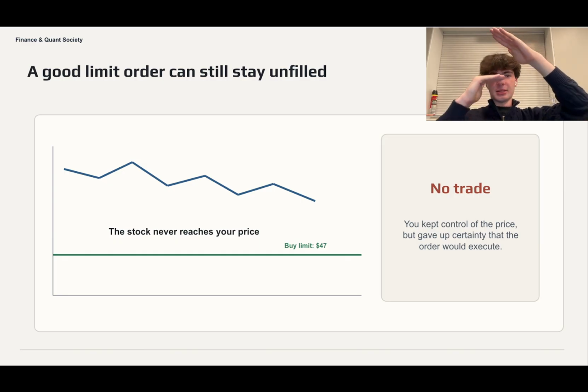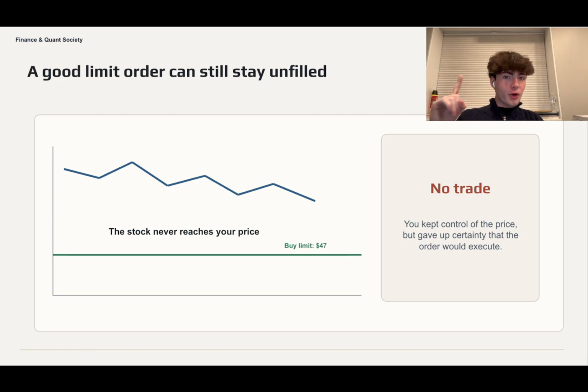The stock never reaches this limit order. You never get filled anything. So the fact that you missed the trade does not mean anything actually went wrong. You just chose price certainty over execution.